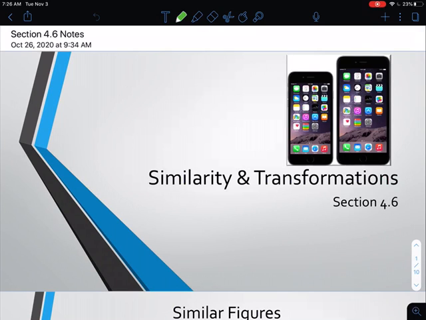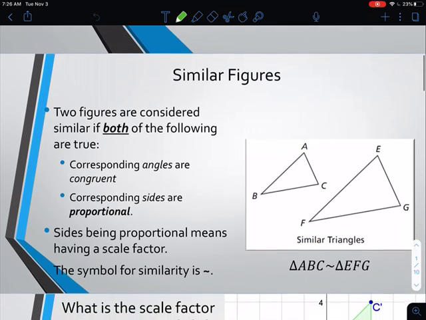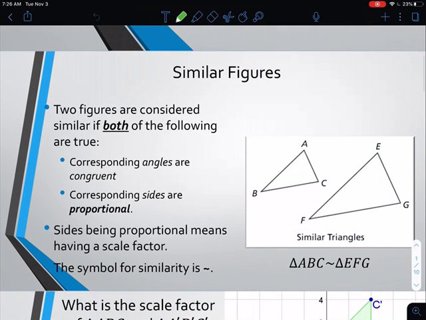All right, so today we're going to finish up chapter 4 by talking about similar figures and similarity transformations. So first thing we're going to do is introduce a new idea called similar figures. Similar figures have two main properties.